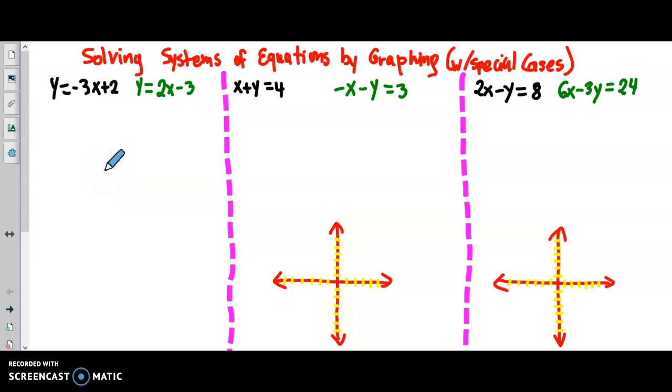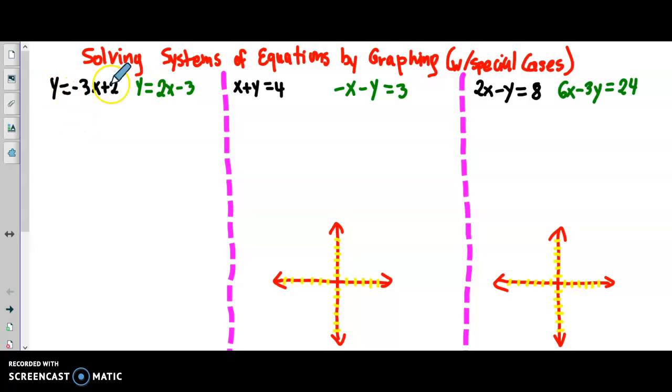All right, so today we're going to be solving systems of equations by graphing, and you're also going to be introduced to the special cases with systems. So to get started, when we're talking about systems of equations, we're talking about two or more equations. For the purpose of Algebra 1 or Integrated Math 2, you're going to have two equations in the same variables.